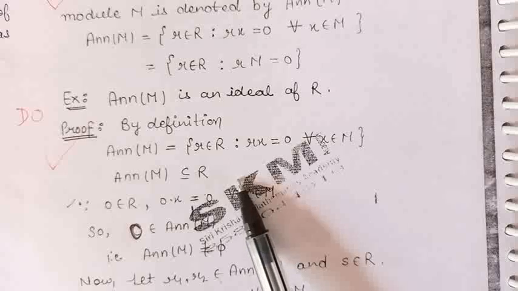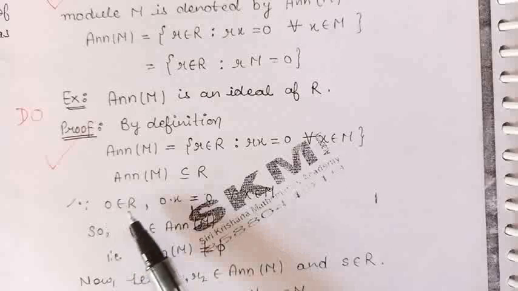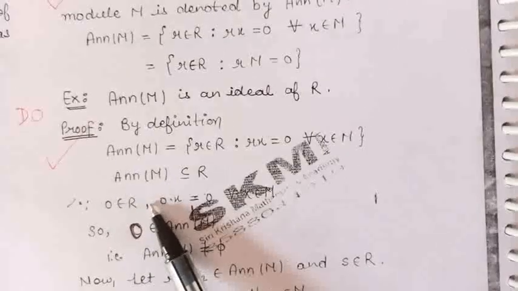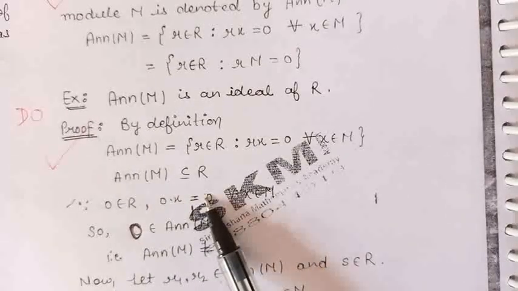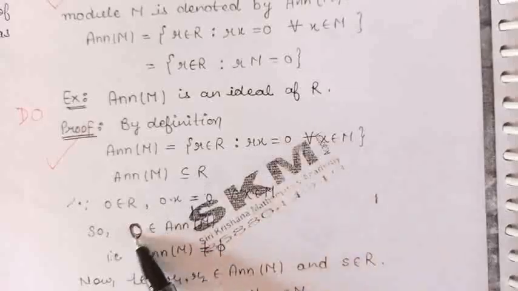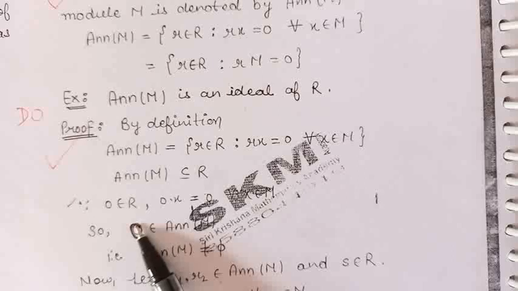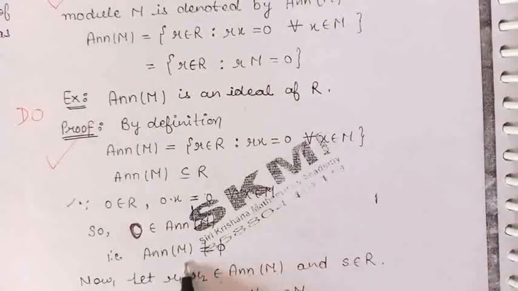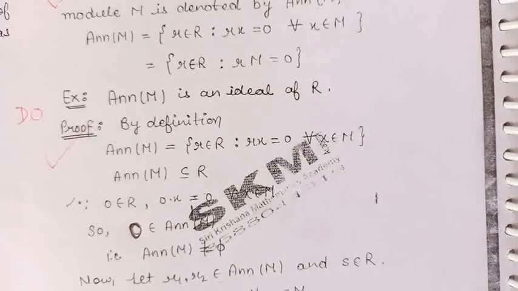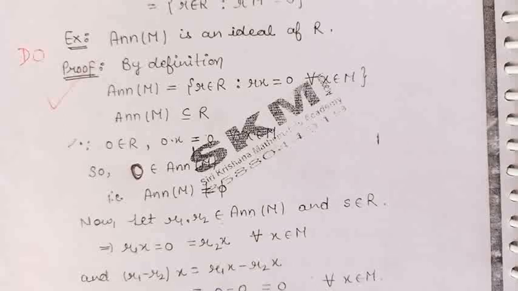Now, next, to show that it is non-empty: because the 0 element belongs to the ring R and 0 into x is 0 for every x belonging to the module M, this condition is satisfied by the 0 element of the ring. So we can say that this element belongs to annihilator of M, and therefore annihilator of M is non-empty. Now let us prove the conditions of ideal.